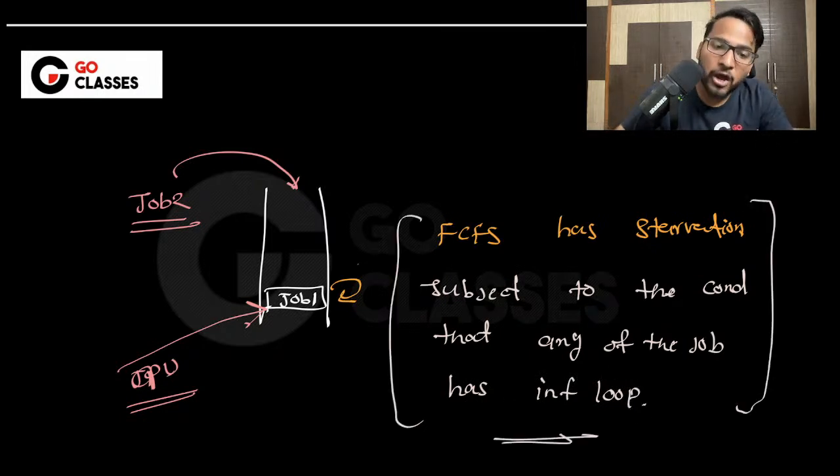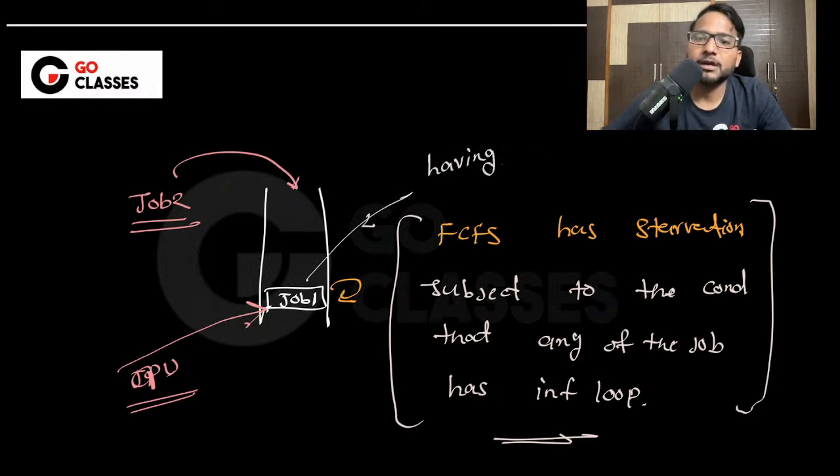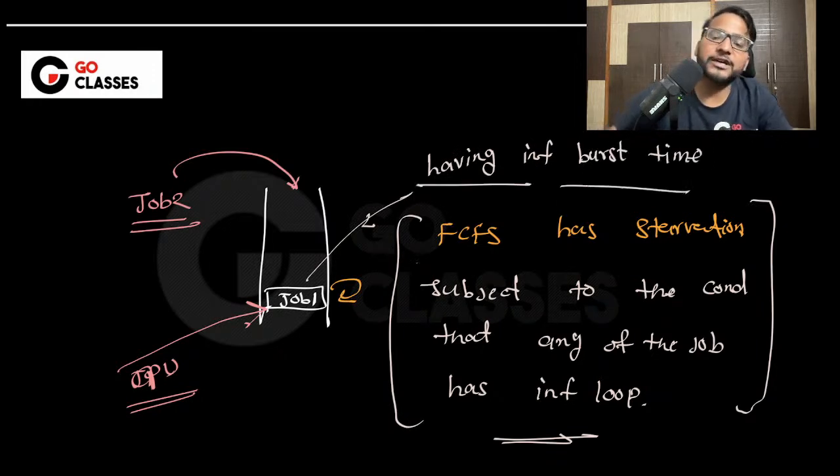If I am allowing infinite burst time, if I am allowing a job which is having an infinite burst time, see, this job is having infinite burst time. If I'm allowing an infinite burst time job, then in that case FCFS has starvation, right? Is this okay to everyone? Cool. So now I hope everyone agrees with me.